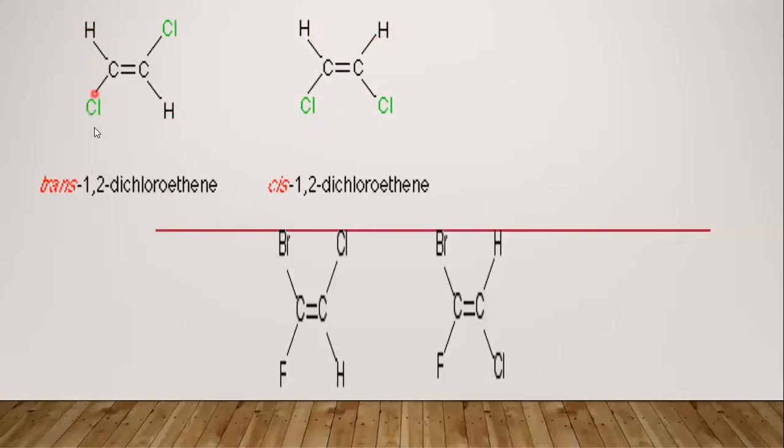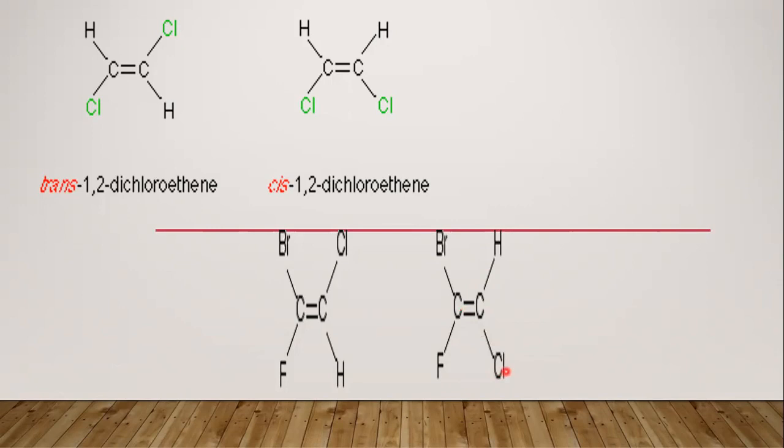HCl, HCl, the same substitutions. But here in the second example, I cannot use cis and trans because in the same carbon, I don't have the same substitutions. In the first carbon, there is hydrogen and chlorine. In the second carbon, there is bromine and fluorine. So the four different substitutions are different.